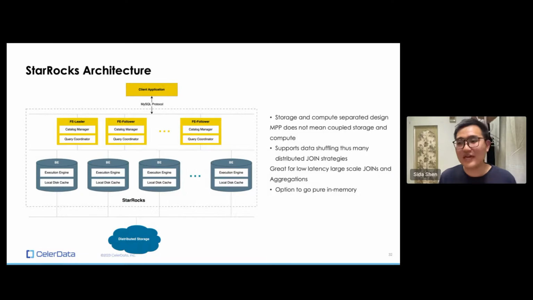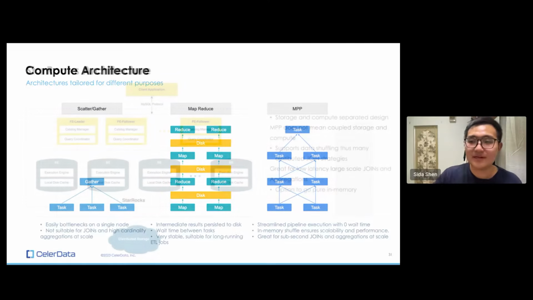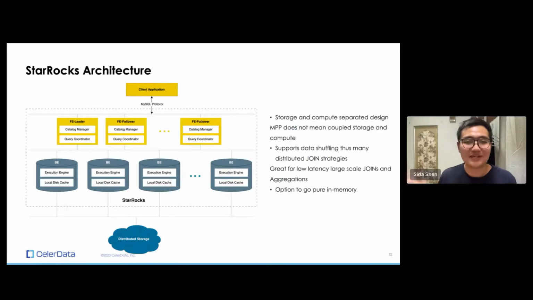So let's talk about MPP. This is one thing I want to debunk: I see a lot of people online say MPP means a storage and compute coupled design. And that's actually not true. MPP means you can shuffle your data and scale your workload, or scale your query latency, by adding more nodes, right? It does not mean coupled storage and compute. Actually, StarRocks has a decoupled storage and compute design, right?